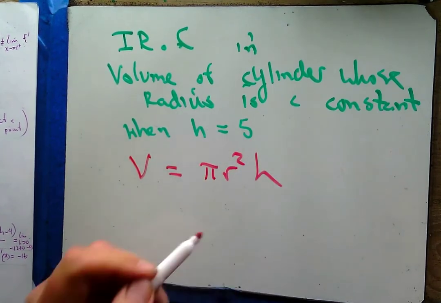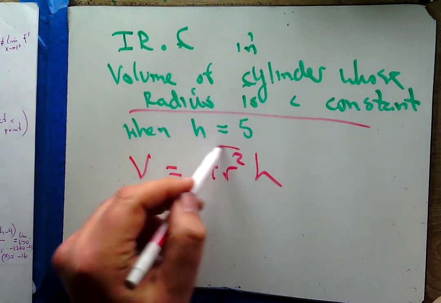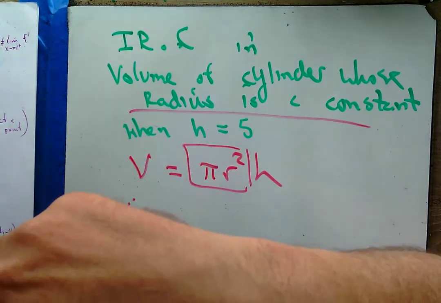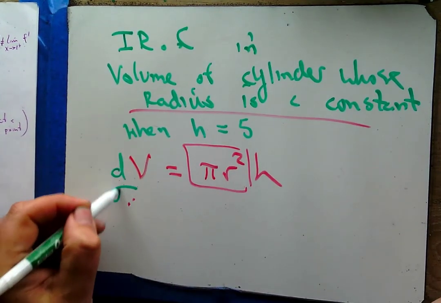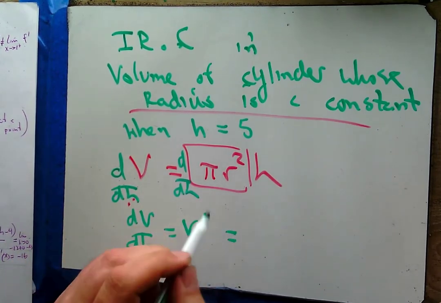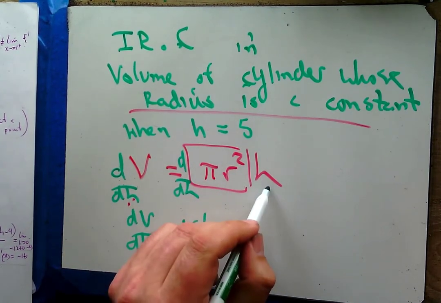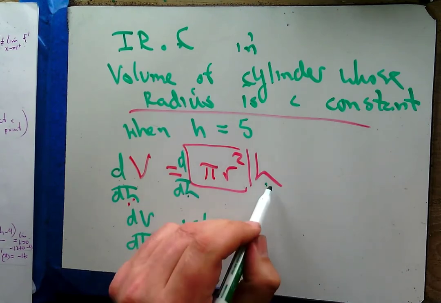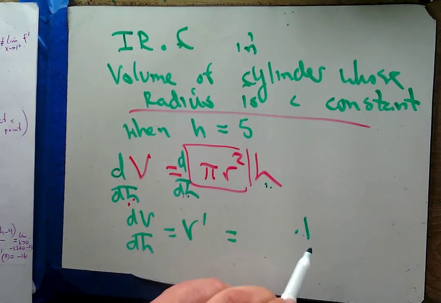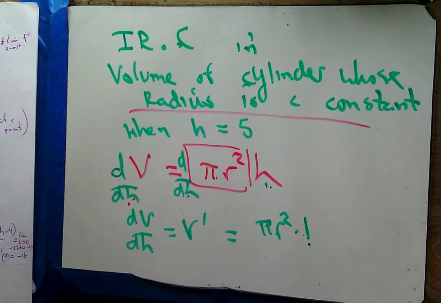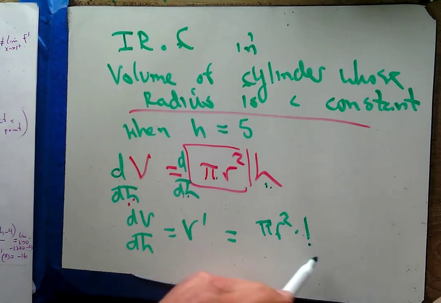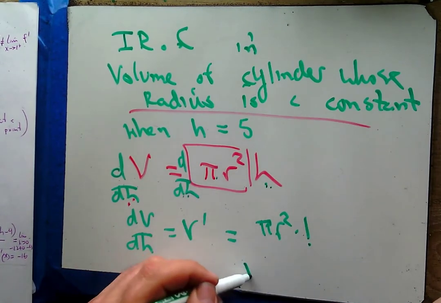Pi r squared h. Now, we said r was a constant, so all of this is some constant. So when I think about taking the derivative to find the instantaneous rate of change in volume, I'm taking the derivative with respect to height on both sides. So over here, I have dV/dh, or V prime, and over here, this is a constant times a function, and I'm taking the derivative of that function. The derivative of h with respect to h is 1. And the derivative of a constant times a function is the derivative of that function times the constant. Okay, so the derivative of volume of a cylinder when radius is constant is the area of a circle formula. That's just so nifty. And we want V prime of 5.